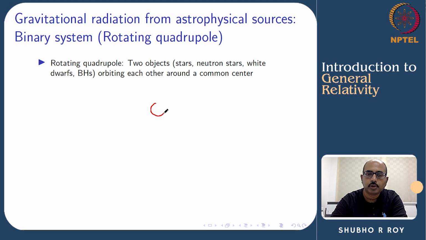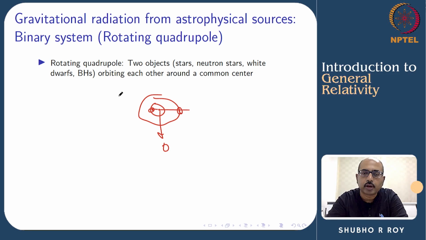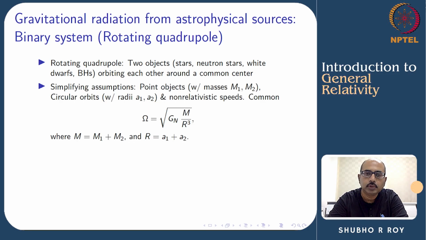So we have 2 orbits, and there are 2 objects going along in these orbits around the common center. Both of them have a common center, which is this point. They're going around this common center, and we will make some simplifying assumptions in order to simplify the analysis.